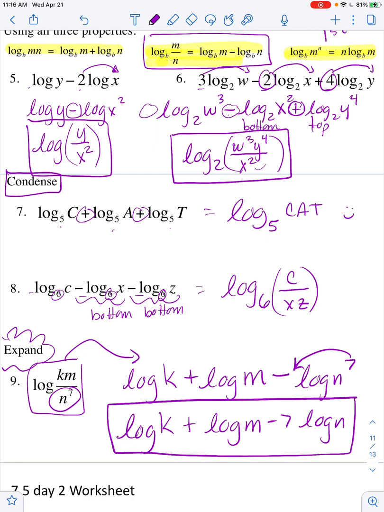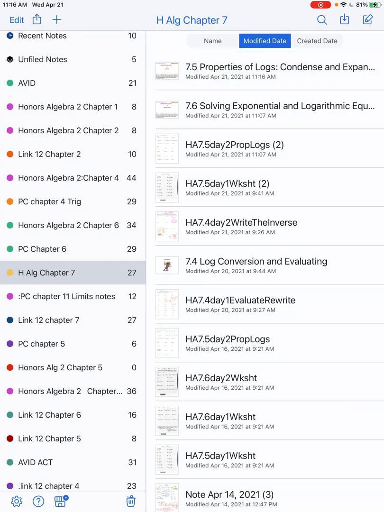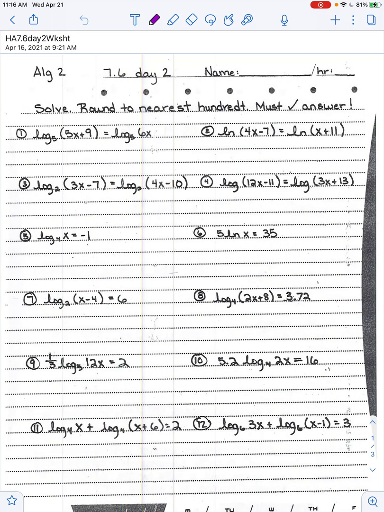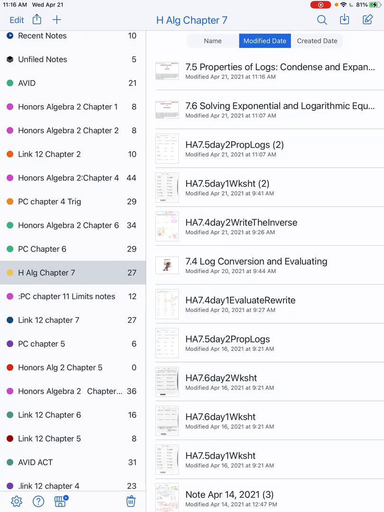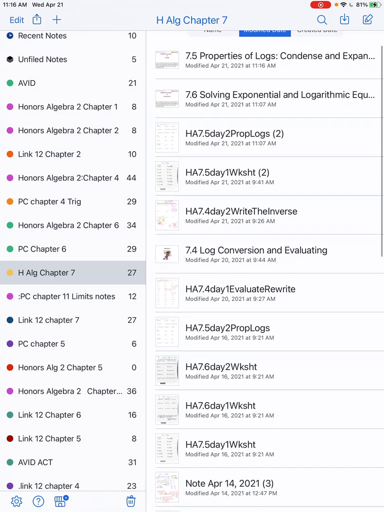Everybody was awesome at yesterday, so I'm guessing you're going to be awesome at today. The worksheet for today is going to be 7-6. I think I only have that. Oh, here we go. Nope. Day 1, I want day 1. And I lied, it's 7-5 day 2. I keep forgetting that we split that into 2.